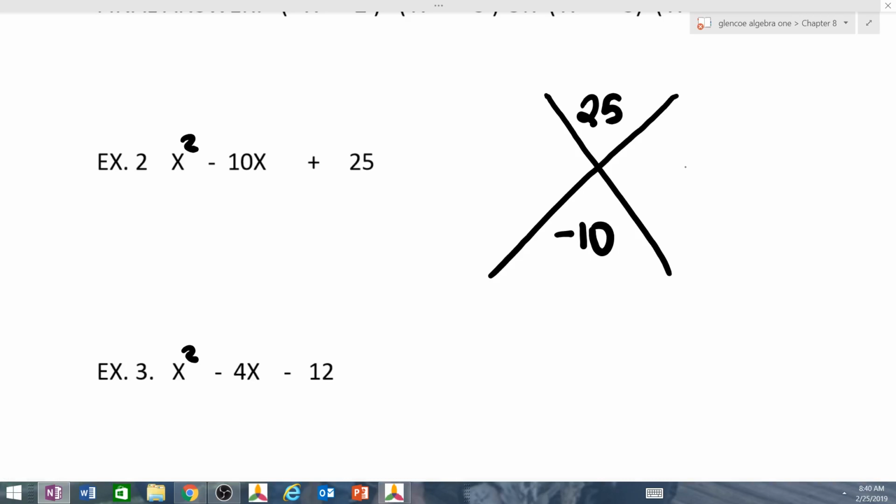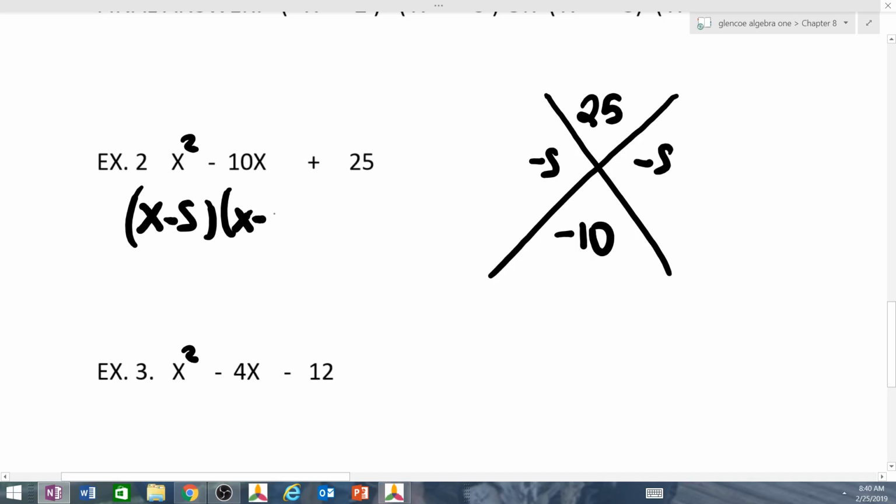Sorry. Okay, so what multiplies to 25 and adds to negative 10? Think of, you guys are amazing. Negative 5 and negative 5. So your answer would be x minus 5 times x minus 5, or x minus 5 quantity squared. Does that make sense? Yes?